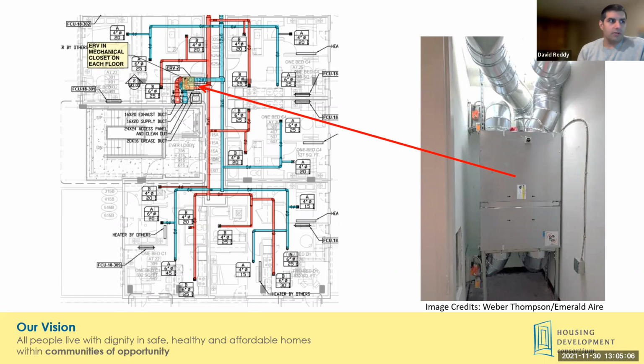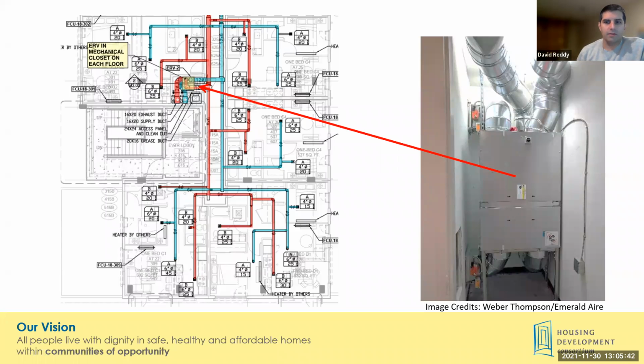This is also an illustration of a distributed system where it's exhausting both the kitchen area and the bathroom and supplying air to the living spaces. This building did include higher floor-to-floor building height than most of the affordable projects I'm at least involved in. And so that did allow accommodating ductwork in the corridor above the ceiling more easily, or at least have more space for it.